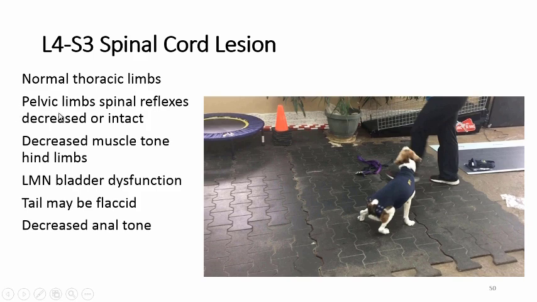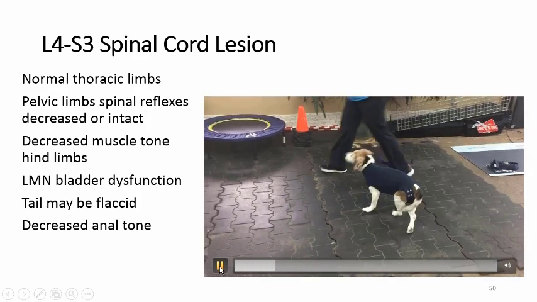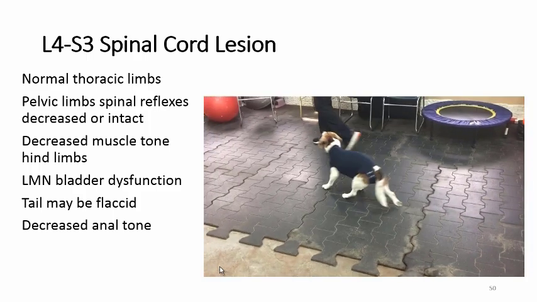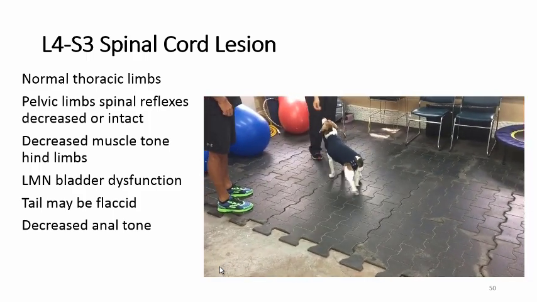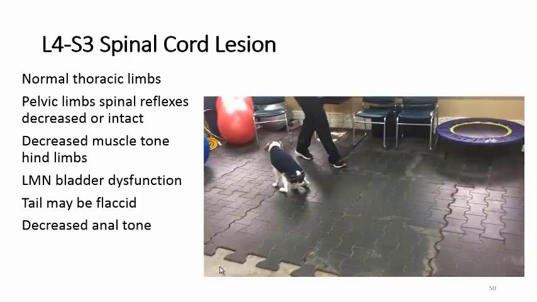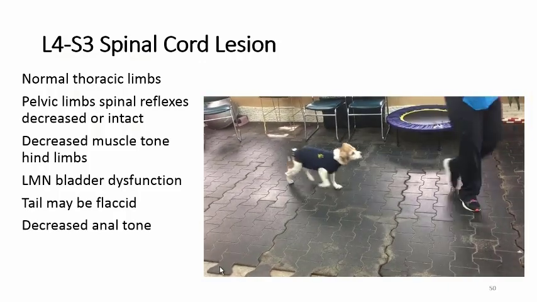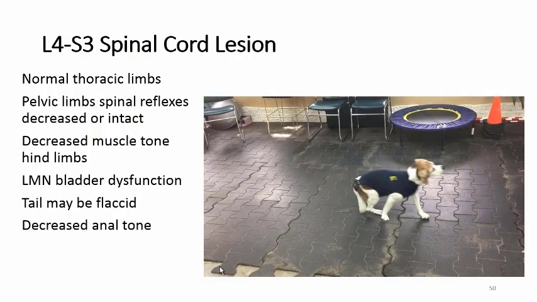Now with L4 to S3, we have a spinal cord lesion where the front limbs are pretty normal, but those back limbs are just not working very well. And there's a lot of loss of muscle tone, and really the biggest thing that we see is the tail tone can be flaccid, and sometimes there's decreased anal tone.